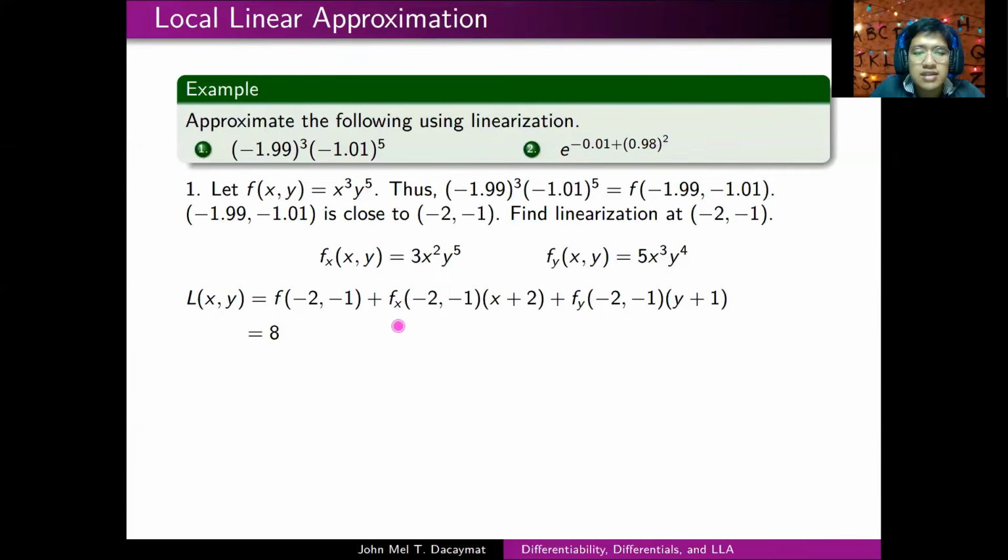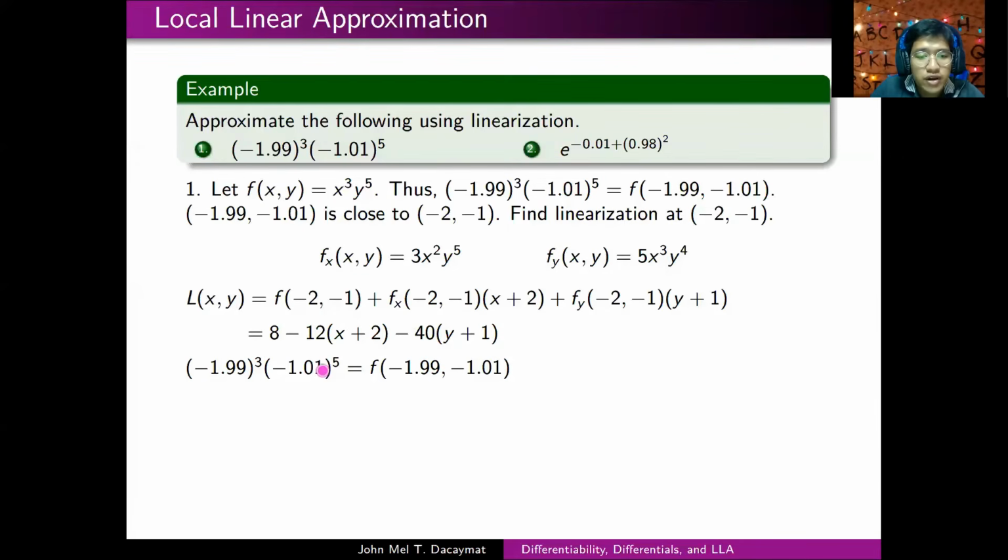Etong f sub x ng (negative 2, negative 1), if I plug in negative 2 here, I get 4 times 3, 12. May negative 1 to the fifth ka, so negative 12 times x plus 2, plus f sub y of (negative 2, negative 1), iwan ko na sa inyo, that's negative 40 times y plus 1. Okay? Now, this is what I'm looking for.